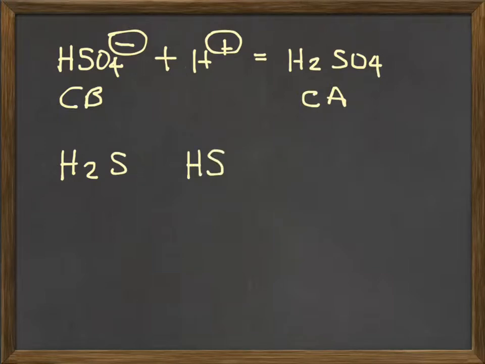Are those two a conjugate acid-base pair? Why? Yeah, because they both have the same charge. They can't both have the same charge. This should have a -1 charge. Now it's a conjugate acid-base pair, because if we take HS minus and add H plus to it, we get H2S.